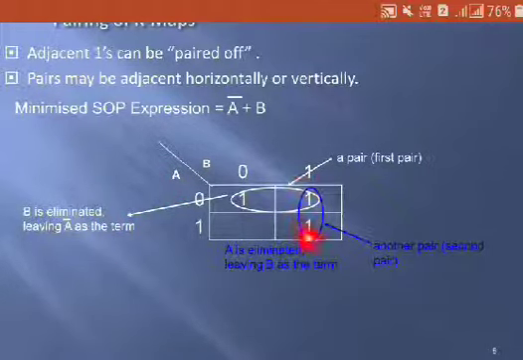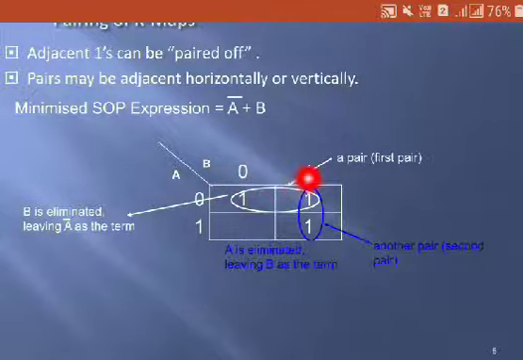Similarly, if you observe this vertical pairing, in this the A variable is eliminated, and the leftover term is only B. 1 stands for the variable itself and 0 stands for the complement of the variable.